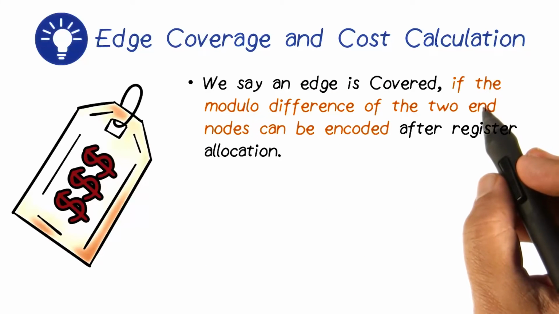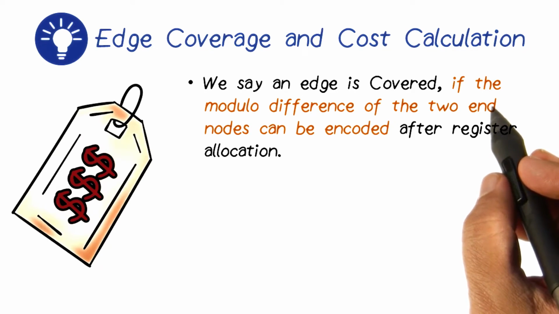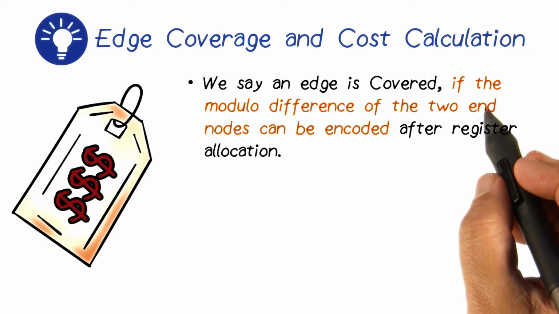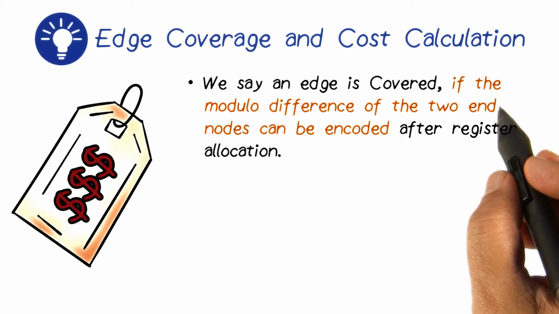Now recall that we have these differential encodings that are present in this adjacency graph that we saw earlier, and we have this frequency. And also recall that not all differences can be encoded under a fixed number of bits, because certain differences will need maybe 3 bits as the earlier example showed, and we had only 2 bits. So again, certain differences could not be captured by differential encoding. If we can capture a difference, we say that the edge is covered. So the modulo difference between the two end nodes can be encoded in such cases after register allocation.